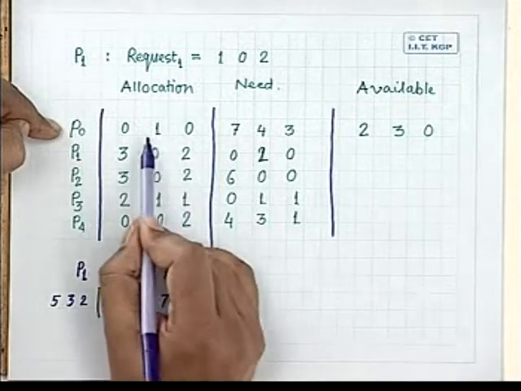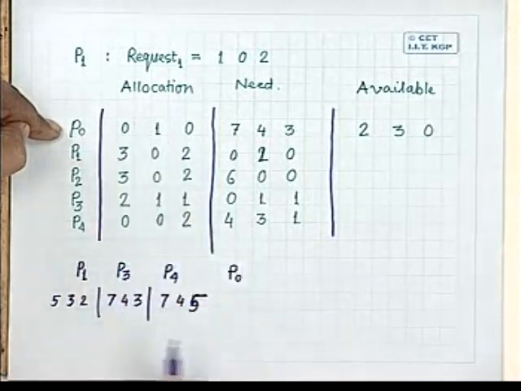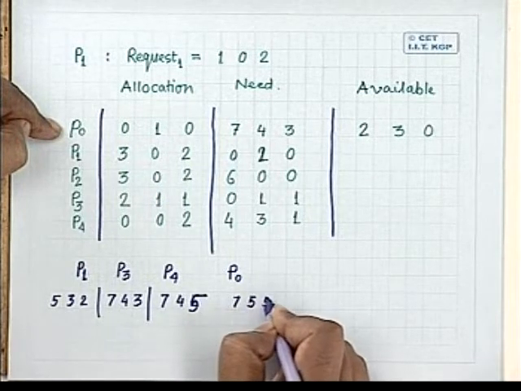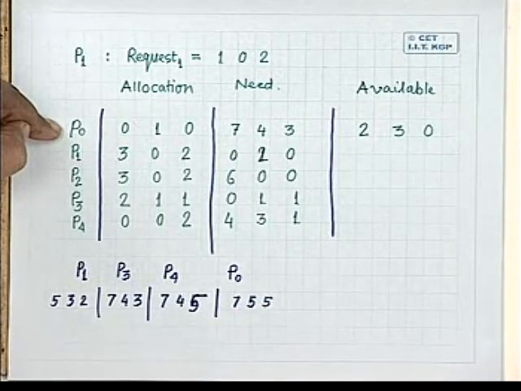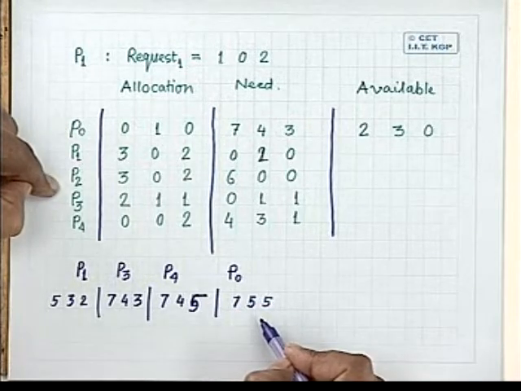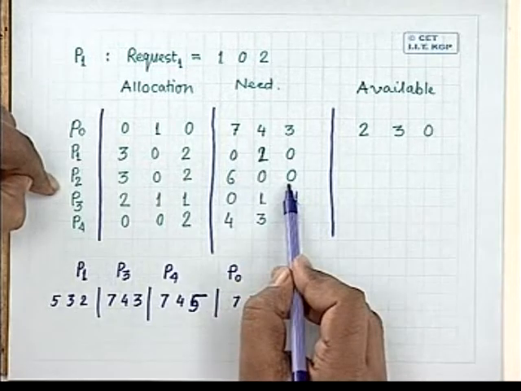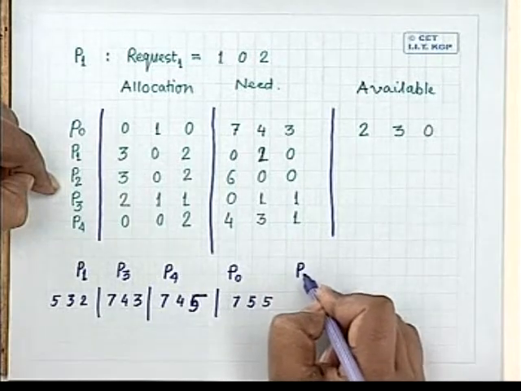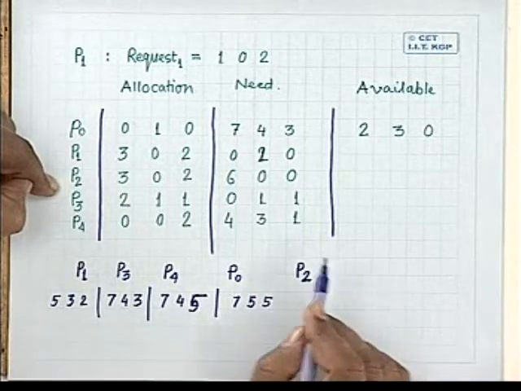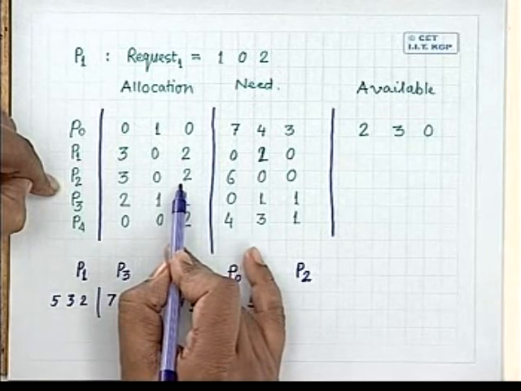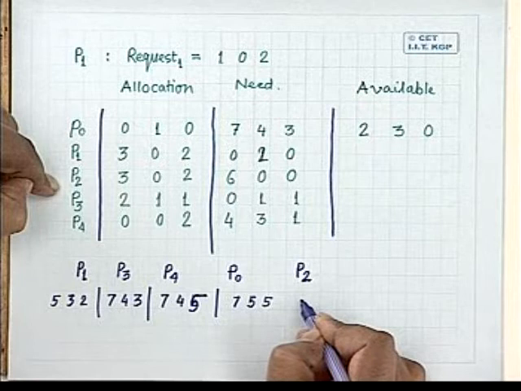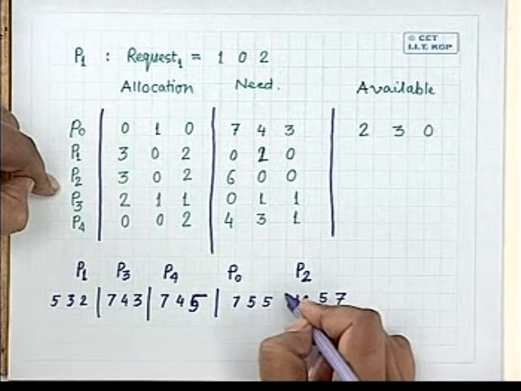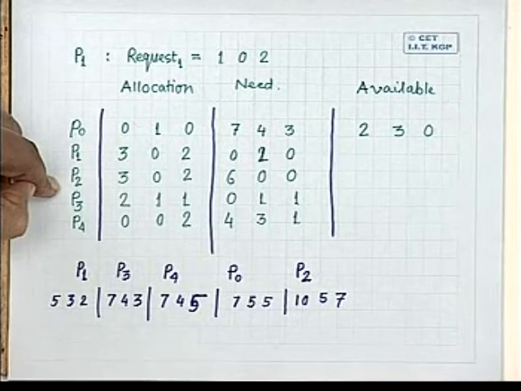On completion, it will release the resources which are already allocated to P0. So the available resources will be 7, 5, 5. With this, I come to process P2. Future requirement is 600, which can be met with this. So P2 can also complete. And on completion, P2 will release the resources 302 which are already allocated. So available resources after completion of P2 will be 10, 5, 7, and obviously this is same as the maximum number of resources which are available in the system.